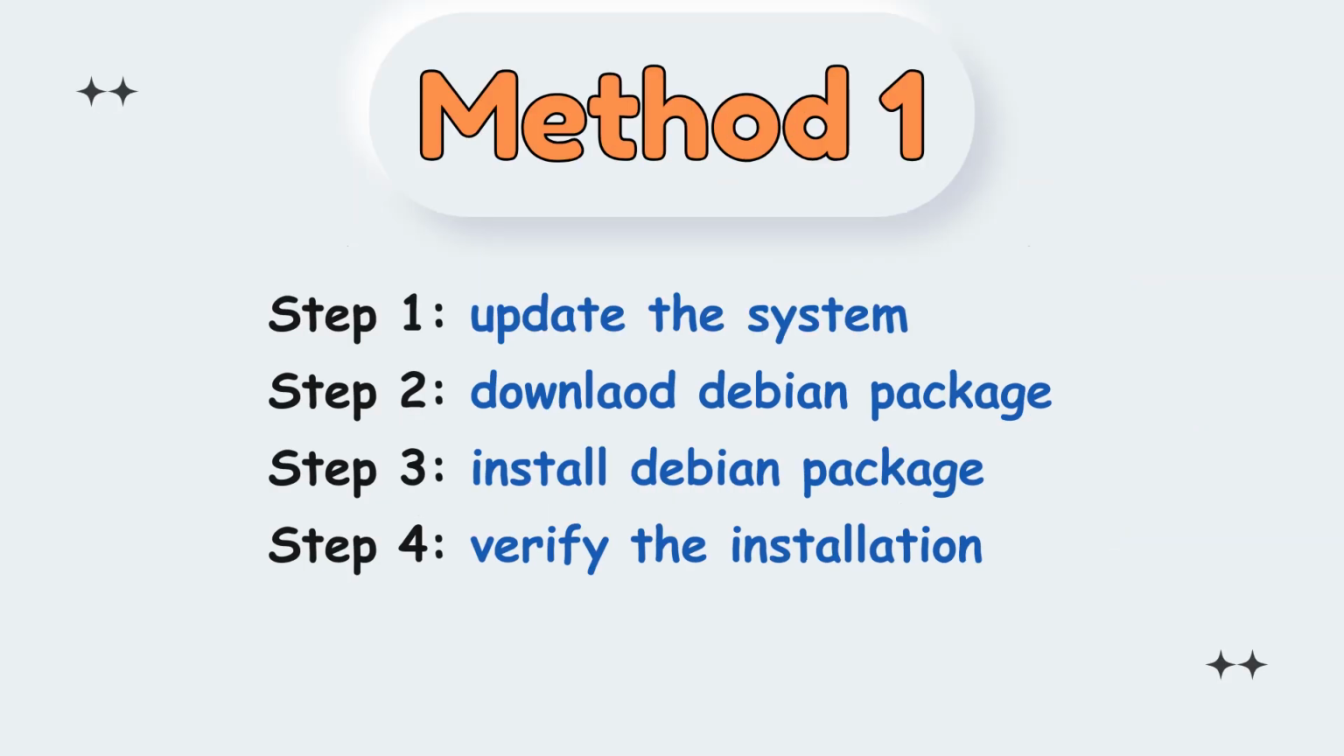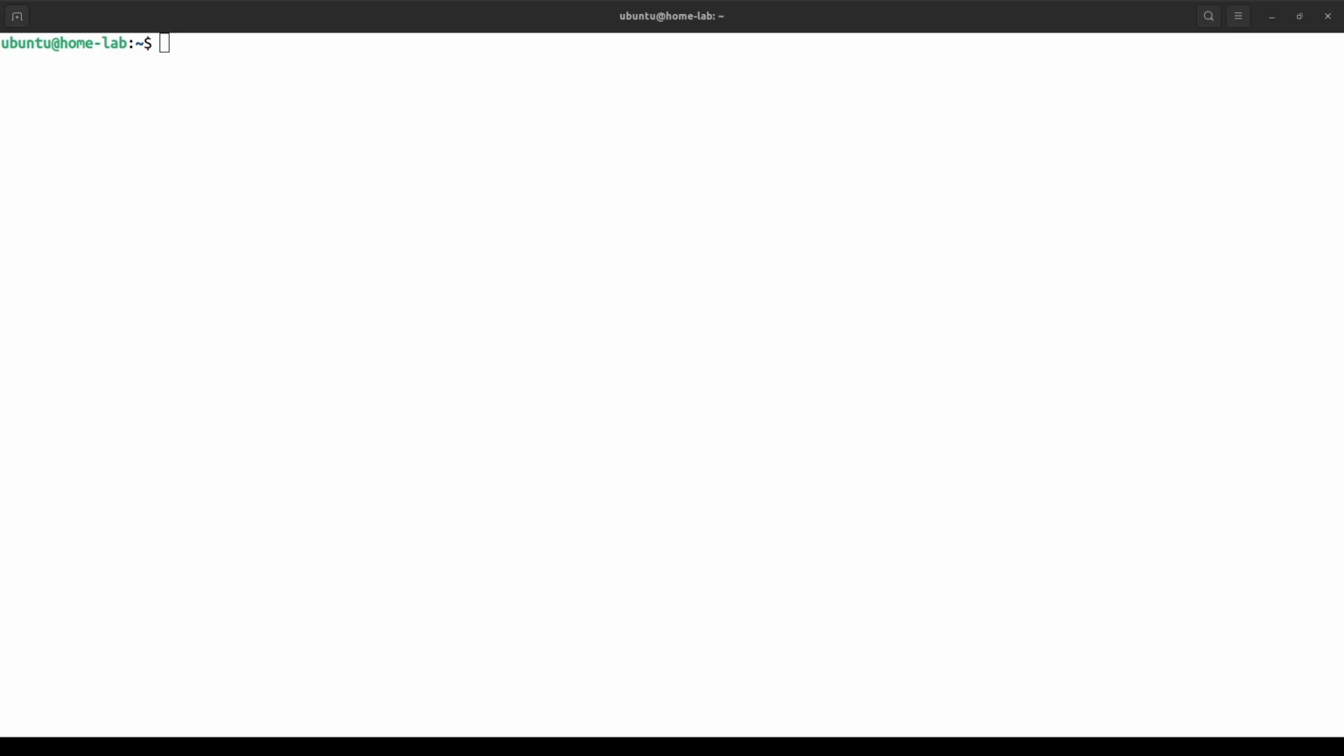Here are the steps that I'm going to follow in method 1. First, we'll update the system. The second step would be to download the Debian package. In the third step, we will install the Debian package, and the fourth and final step will be to verify the installation. Let's head to the terminal screen to follow these steps one by one.